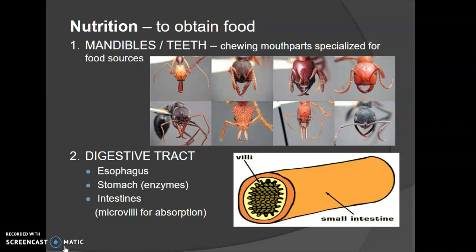It moves on into the intestines, and look at the diagram of the intestine. You can see these finger-like projections called microvilli that increase the surface area inside the intestine and allow all of the good nutrients to be absorbed back into the body and go to the cells.